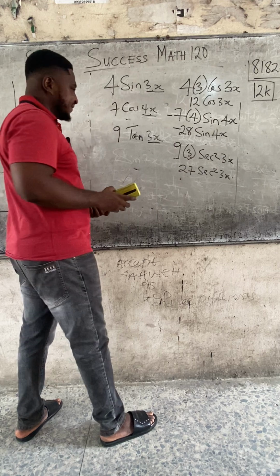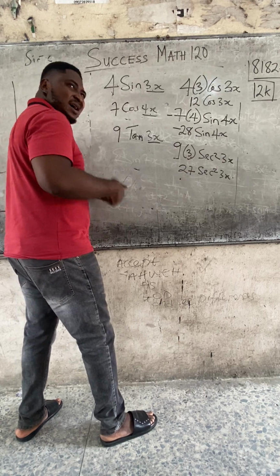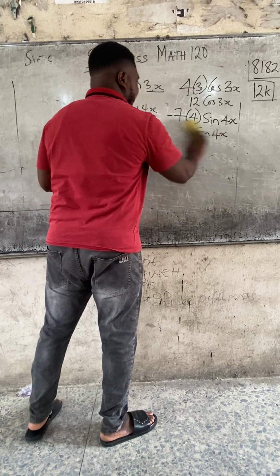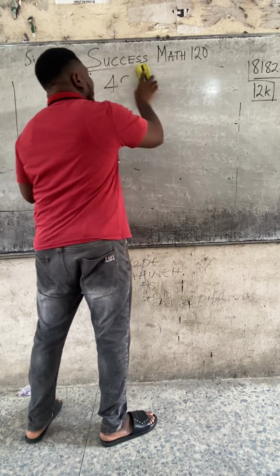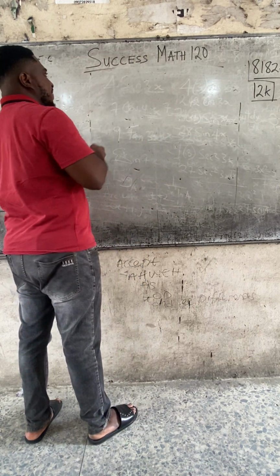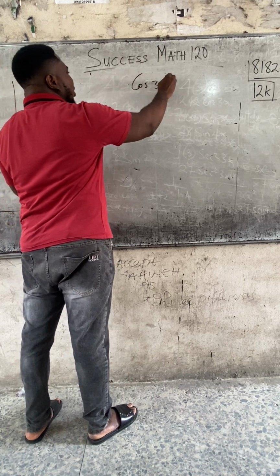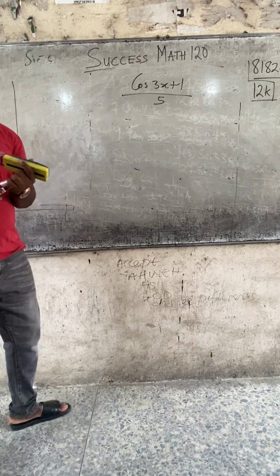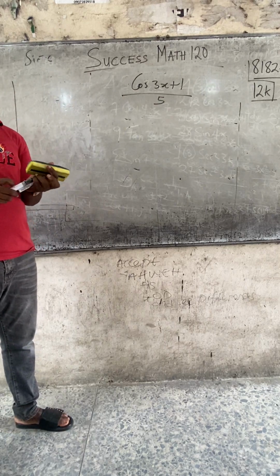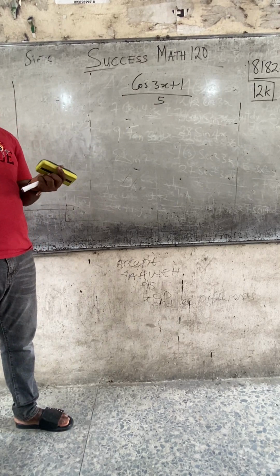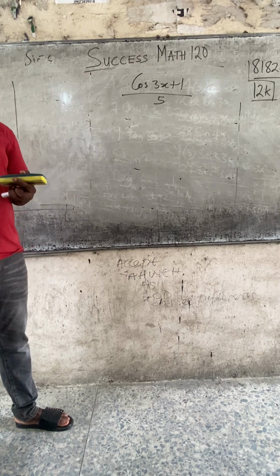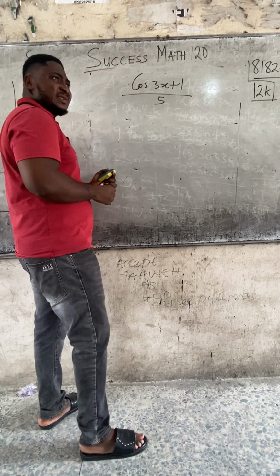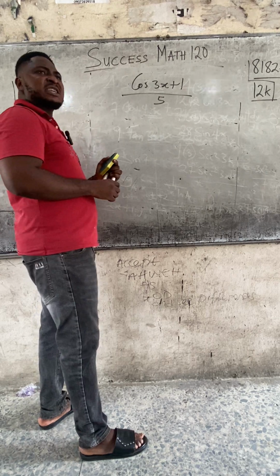Class, follow me. Are you ready for that level now? Differentiate cos of (3x plus 1) all over 5. Differentiate cos of (3x plus 1) all over 5. This video will be very rich. A lot of things we have taught in this. Cos of (3x plus 1) all over 5.